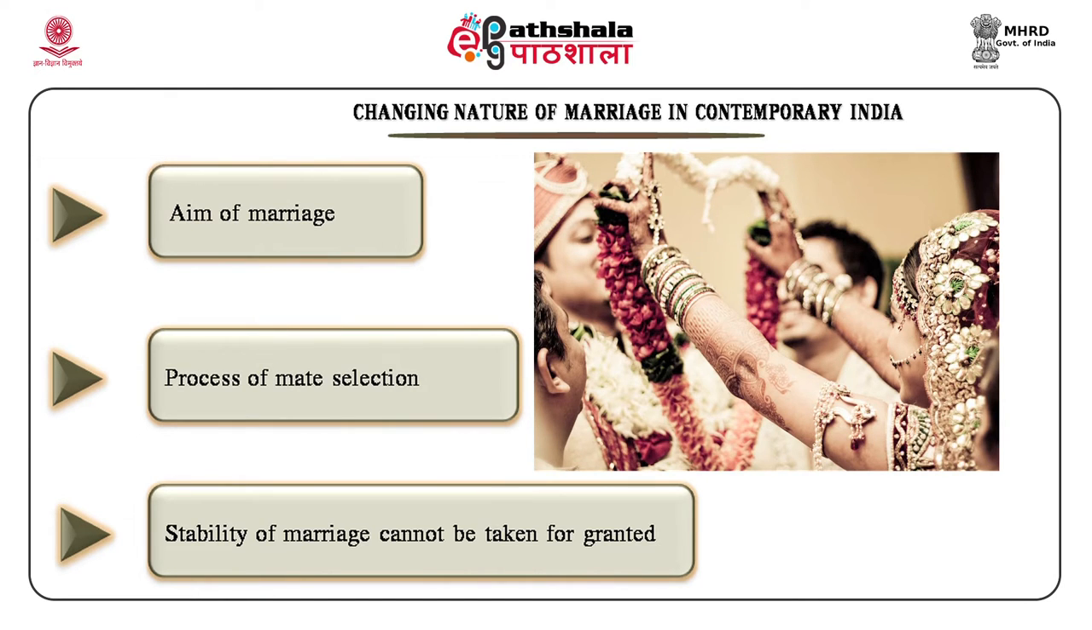Thirdly, the Indian Parliament has raised the age of marriage to a minimum of 18 years for girls and 21 years for boys. Yet, according to recent UNICEF data, 47% of girls in India get married before 18 years of age.